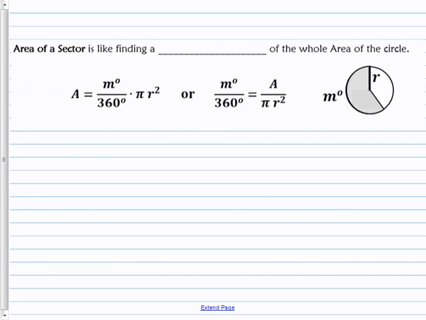Okay, so at the beginning of the lesson, we talked about finding the length of an arc, or a piece of the arc, which is a piece of the circumference. So now we're going to move into finding the area of a sector, which is kind of like finding a piece of the whole area. We were finding a piece of the circumference before, now we're going to find a piece of the whole area.